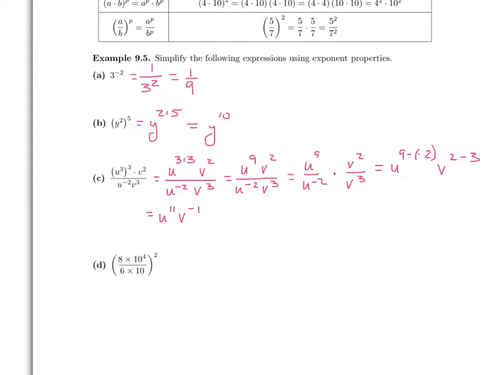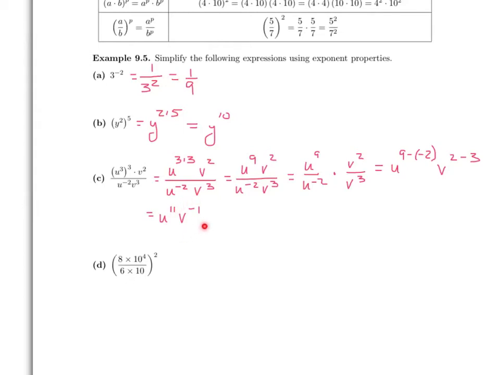Now, this is fully simplified. However, it's not a very friendly looking answer. Most people would be uncomfortable looking at v to the negative 1. Many people would wonder how to interpret that. So usually when you are writing your final answer, it's best to leave all of your values having positive exponents.